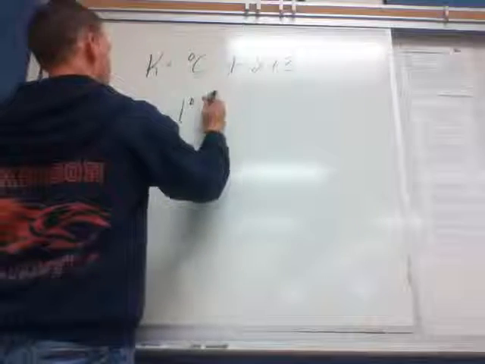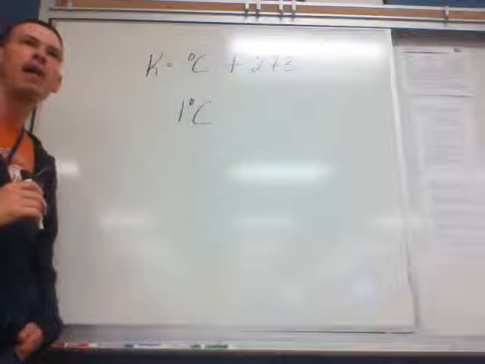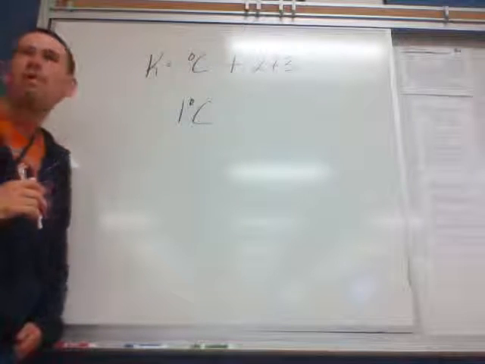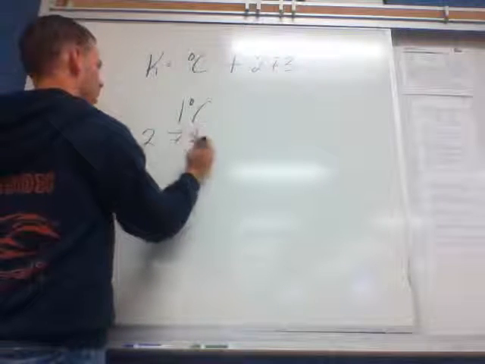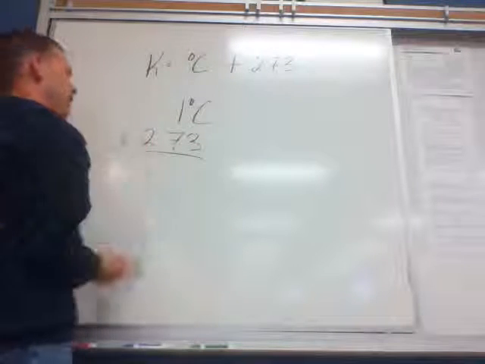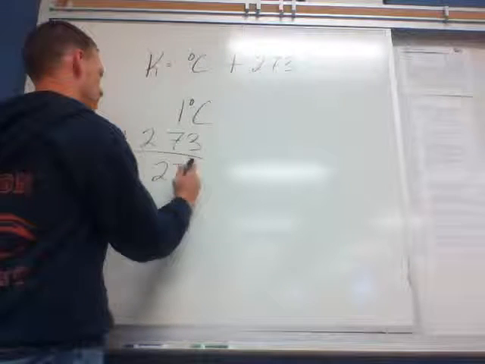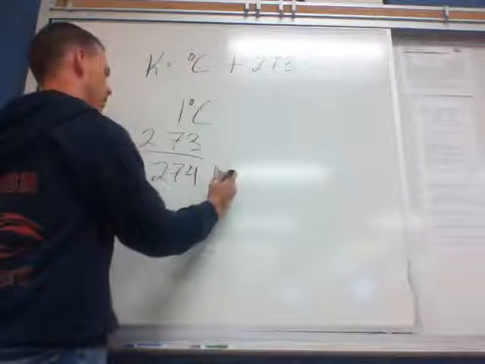So what if it's 1 degree Celsius? It'd be 274 Kelvin, right? That's pretty easy. 273, we're adding to get there. It would be 274 Kelvin.